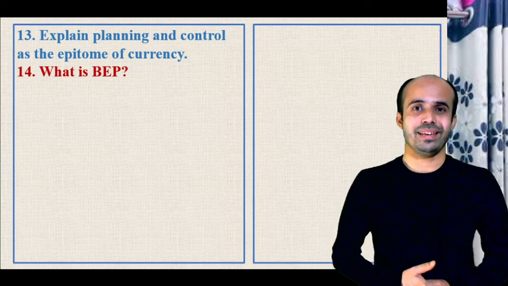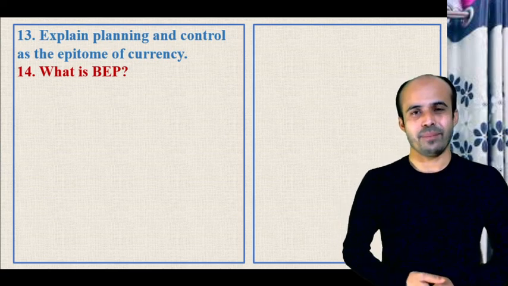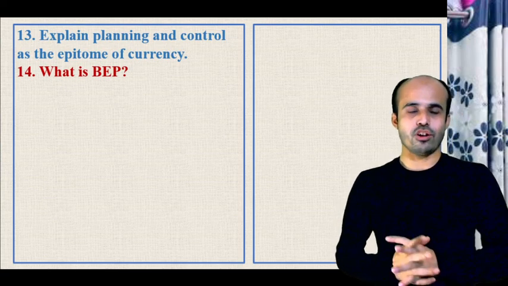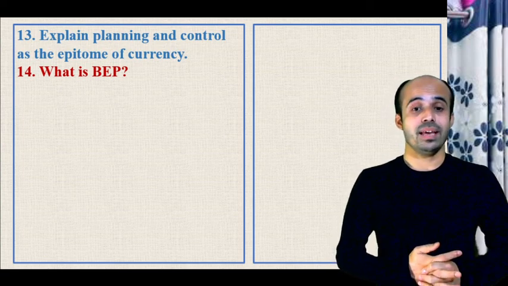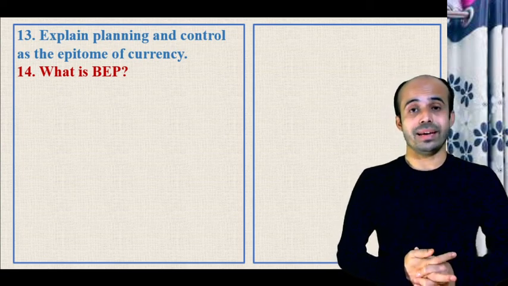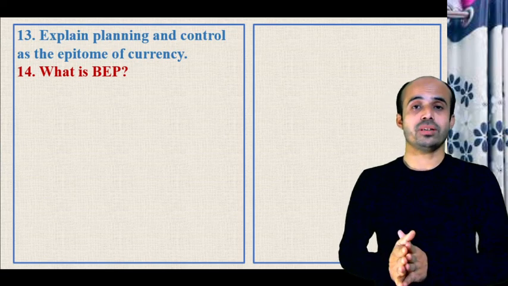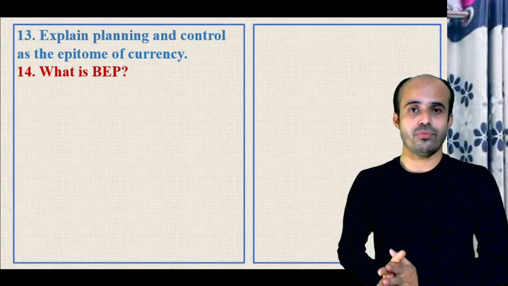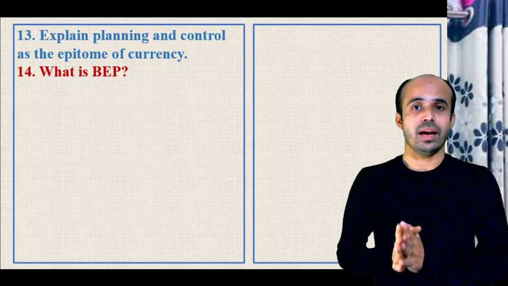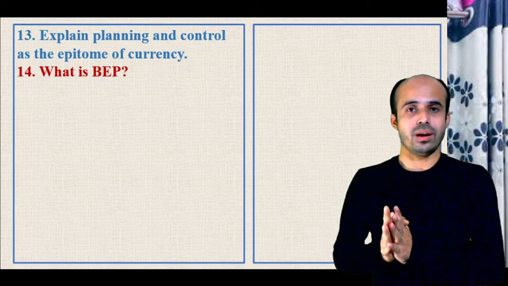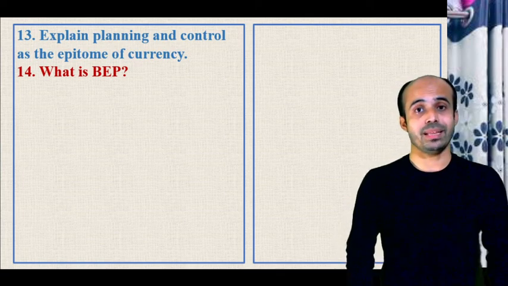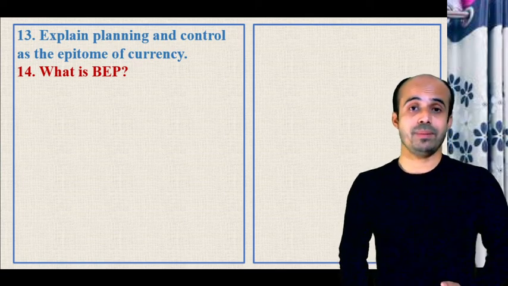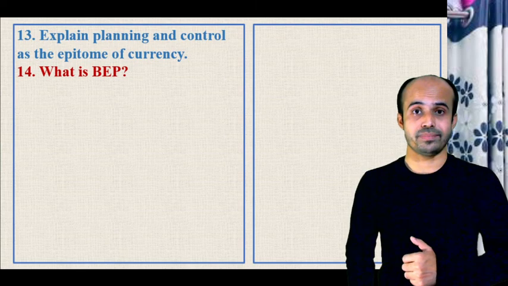What is BEP? You know that BEP is a tool of controlling. Why? Because this BEP can indicate how much profit you need to get, how much you have to sell to cover your expenses. So this indication is given by the BEP, and the full meaning of BEP is break-even point.